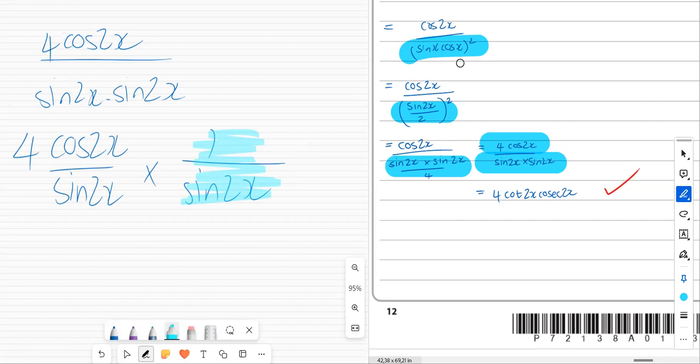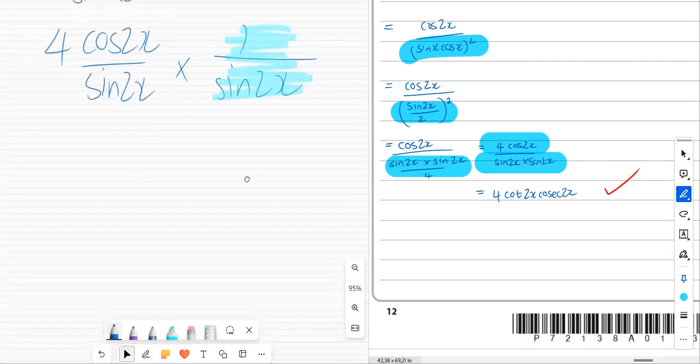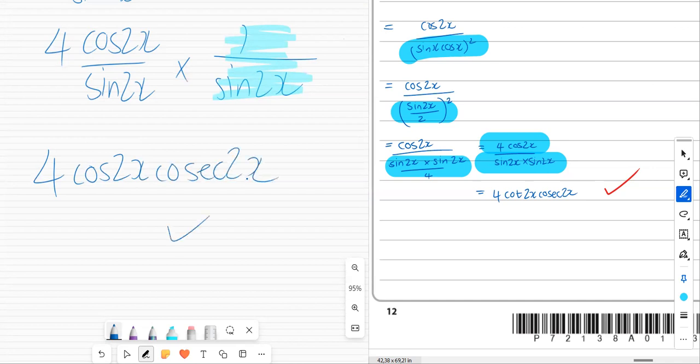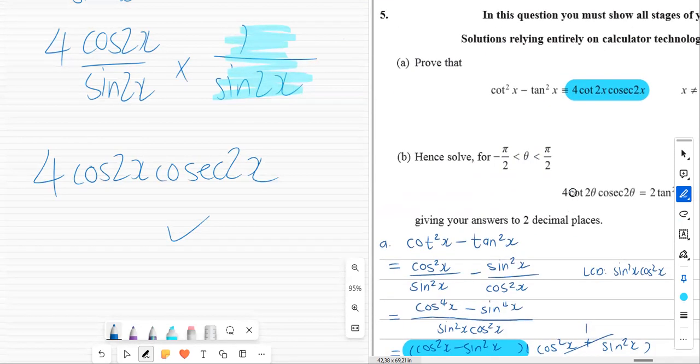So you don't have to write all the steps, but try to write as many as you can when proving, because you get marks. A lot of students try to just guess, so they're a bit more strict on proving. Okay. So for cot 2x and cosec 2x, yeah, we're there. That's it, done. That was number 8.